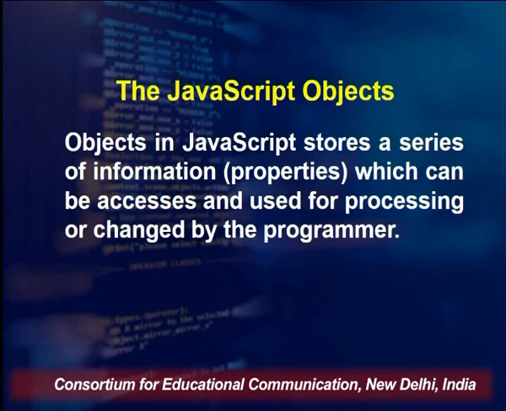These properties can be accessed, used, and changed by the programmer for processing. So these objects are units of data, storage units which hold certain properties, and the properties can be changed with the help of certain methods which also belong to the object.